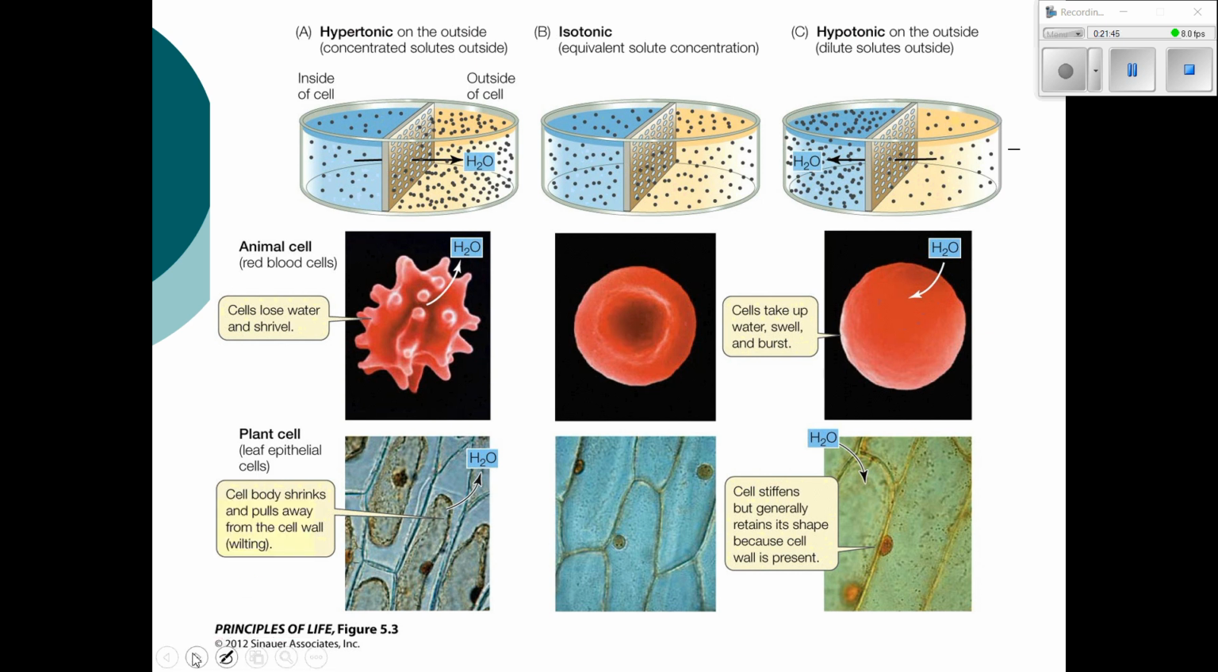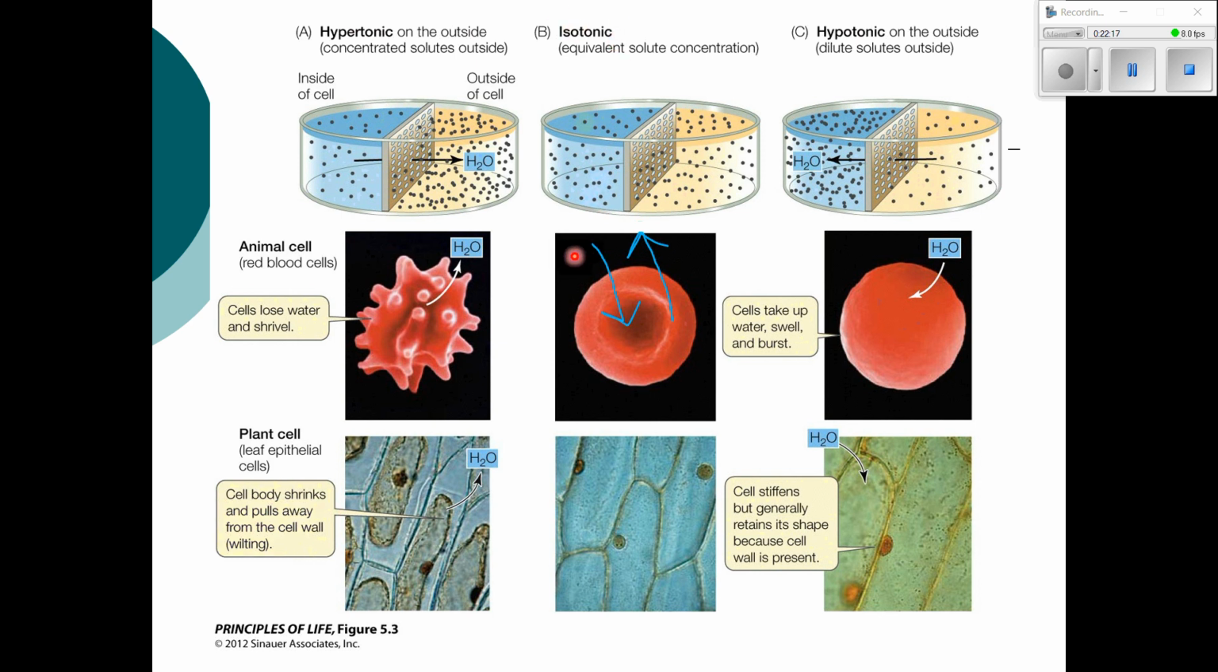Let me get a pen, maybe change colors here. What's happening in this cell, and I'm going to see if I can draw this, is we have the flow of water into the cell, but it is exactly equal to the flow of water out of the cell. That's equilibrium. And the reason that would happen is because this cell has been surrounded by what's called an isotonic solution.